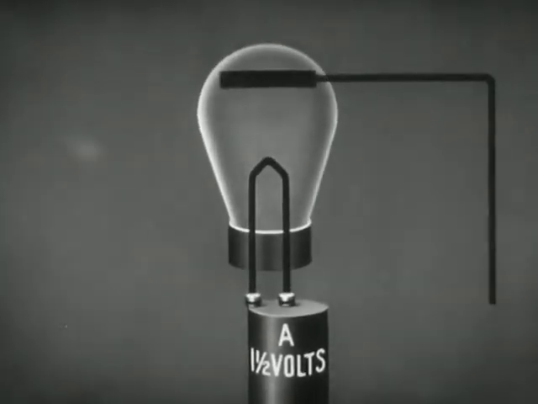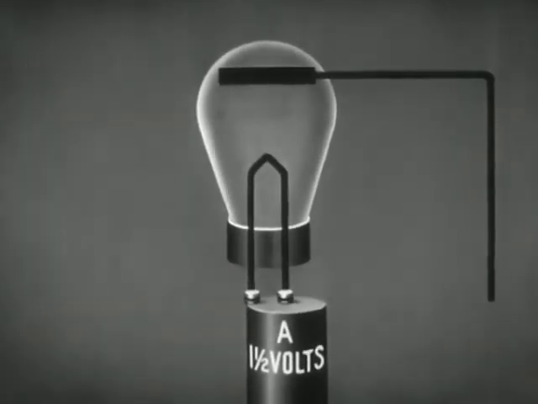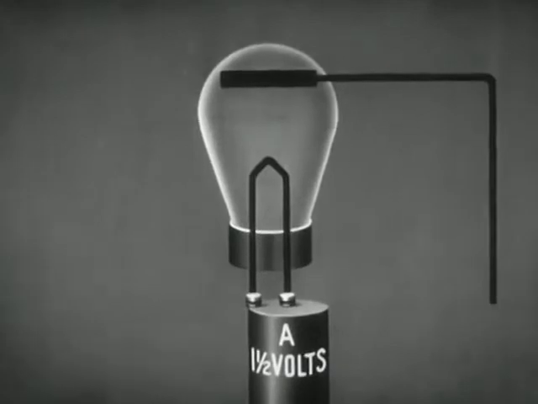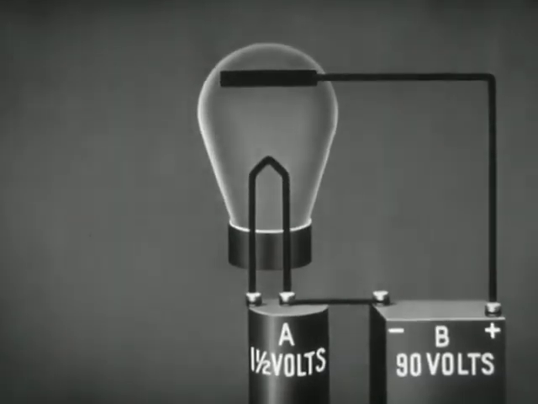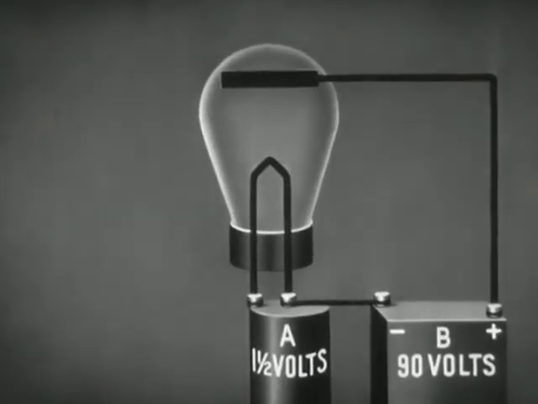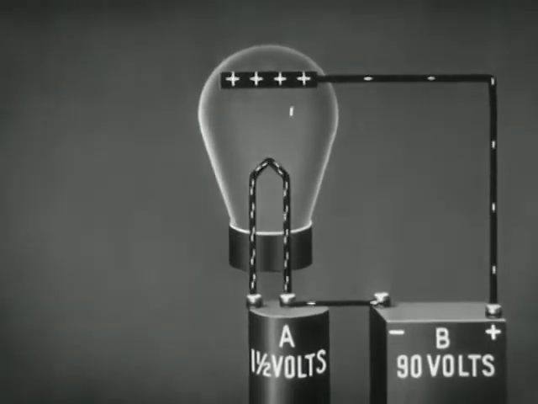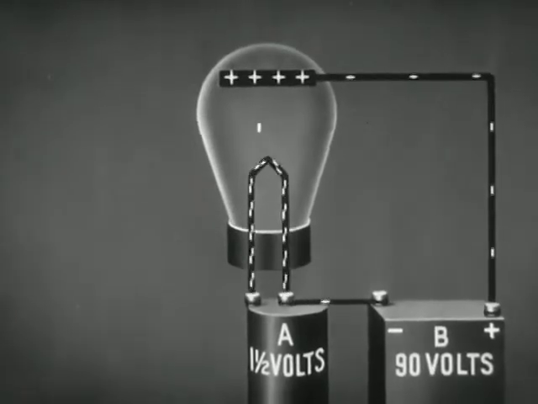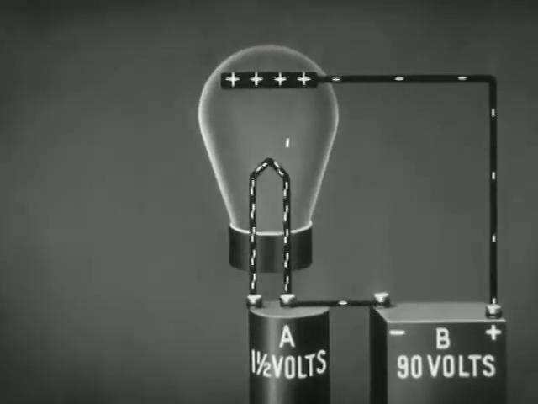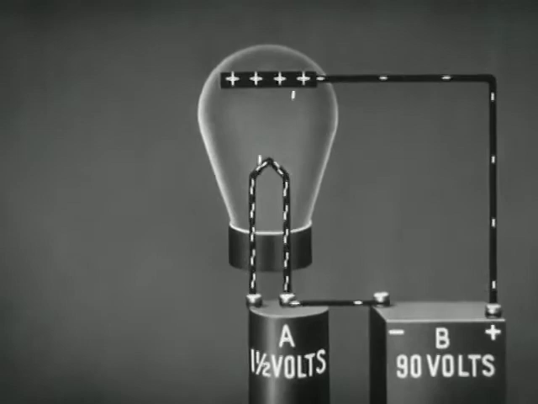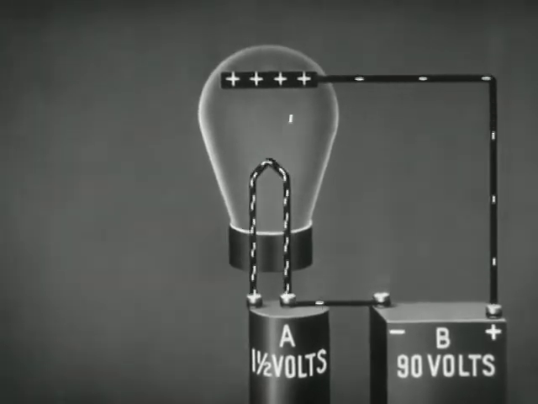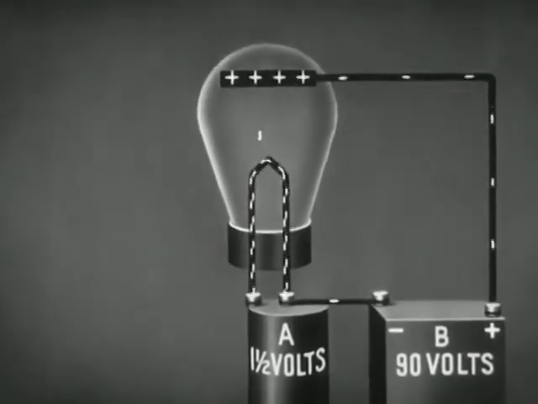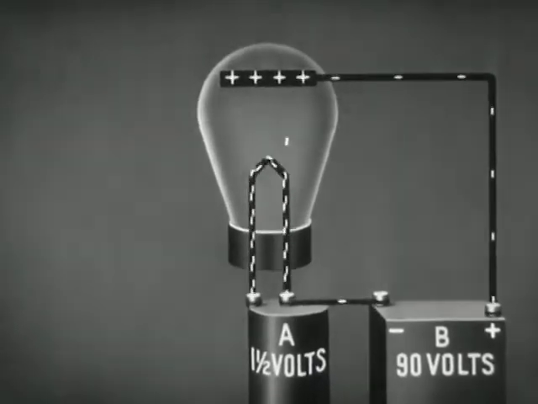Now let us add a second element called the plate. Actually, the plate is a metallic cylinder surrounding the filament. The plate is connected to the positive side of a high-voltage battery. Since the plate has a positive charge with respect to the filament, electrons are attracted to the plate. A stream of electrons thus flows from the filament to the plate inside the tube, to the battery, and back to the filament. This is the plate circuit.